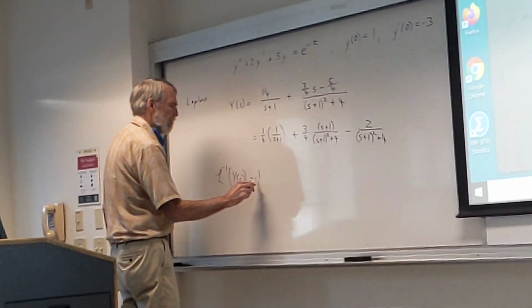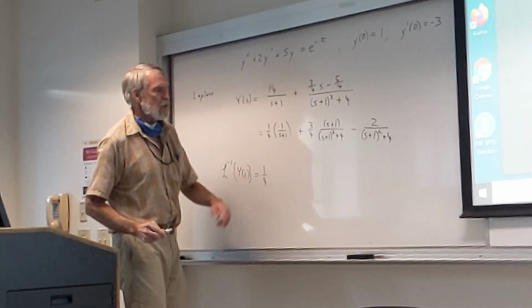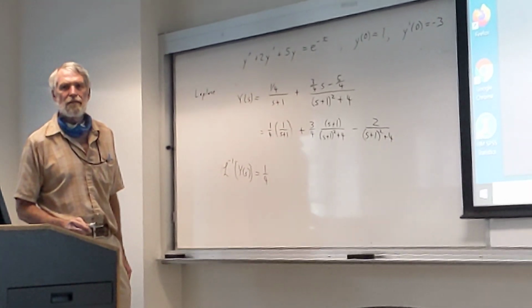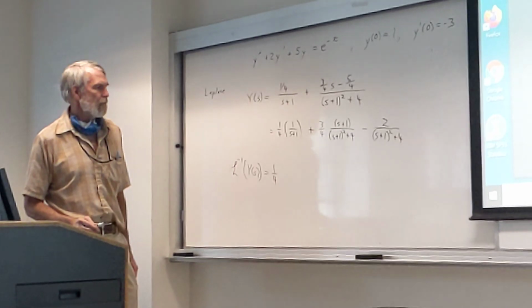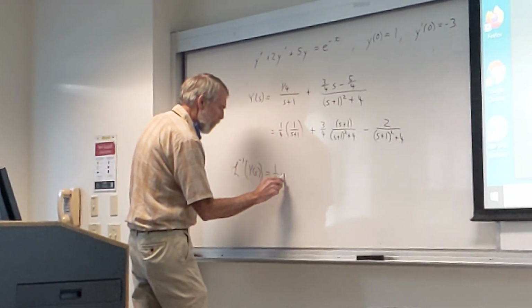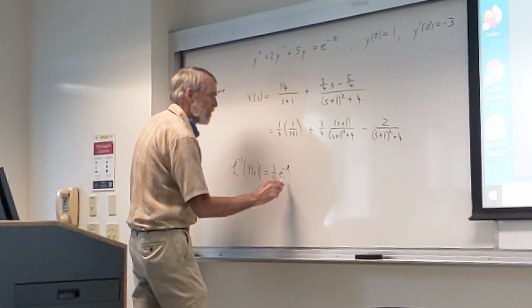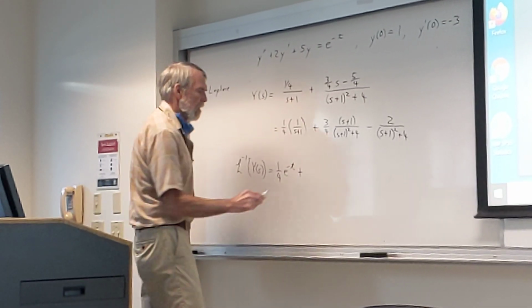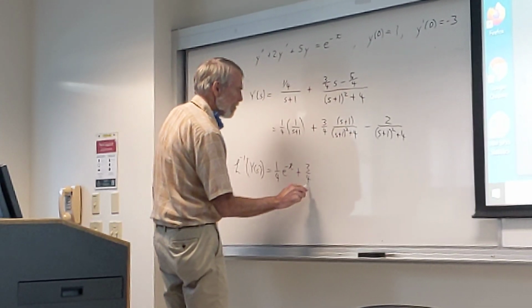Okay. This becomes what? 1/4 e to the negative t. So we're going to get 1/4 e to the minus t. Okay, and we're going to get 3/4.